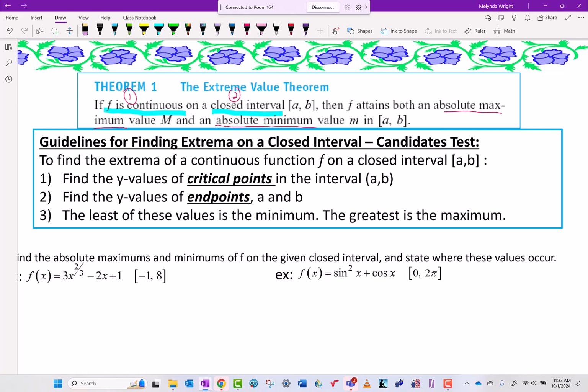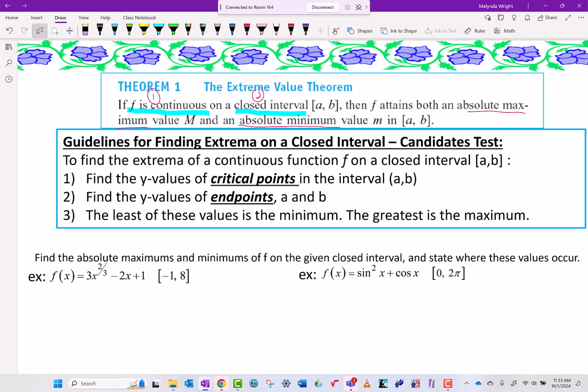So let's look at our test. We call it the candidates test. It's going to happen. We're going to have to use the candidates test on any kind of test, an AP test or one of my tests.